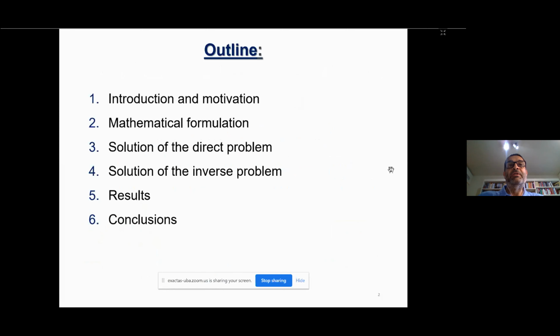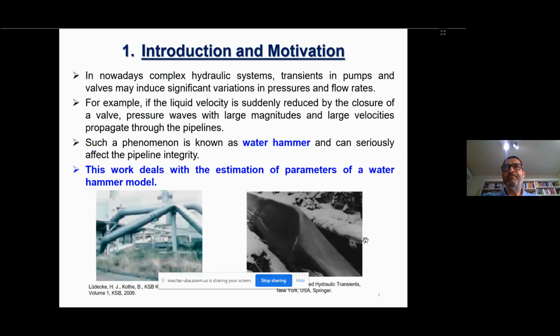So this is the outline of my presentation. I'm going to present a brief introduction on the motivation for this work, the mathematical formulation, the solution of the direct problem, the solution of the inverse problem, some results and the conclusions.